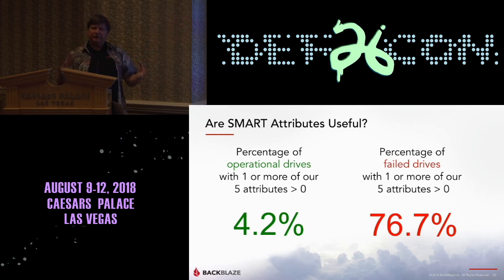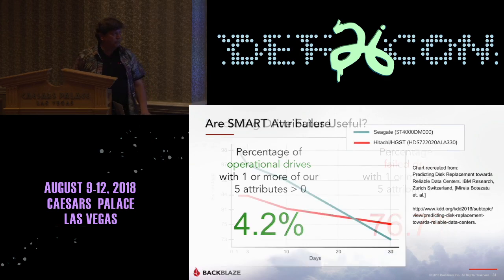So then I looked at all of the failed drives and I said, well, how many of the failed drives had the same thing? 76.7. So if you're a stats guy, you're looking at that going, that doesn't feel like a very good predictor, those five little stats. It kind of looks like it. It's obvious there's a really big gap in there, but you're not sure. You'd like to see that number on the other side be, what, 95? A couple of deviations out, you start to feel good about it.